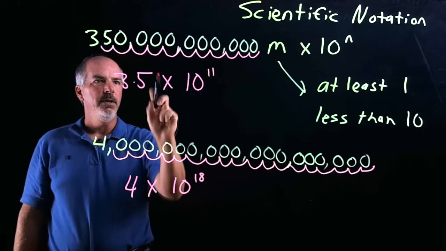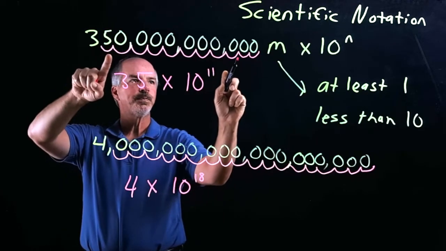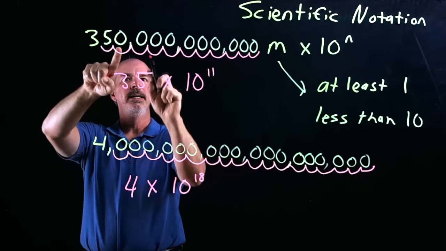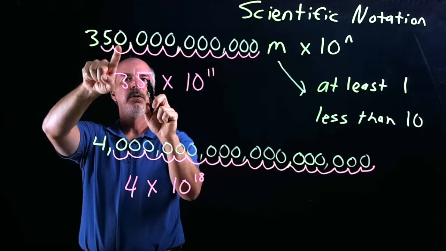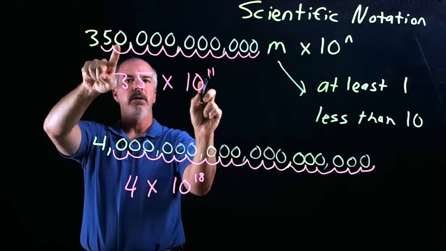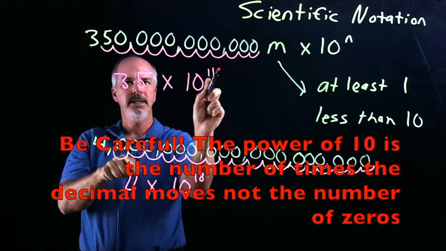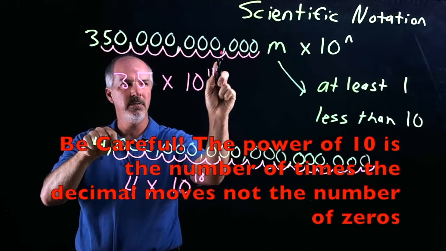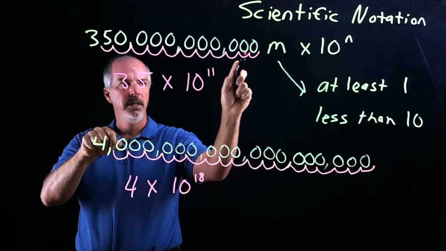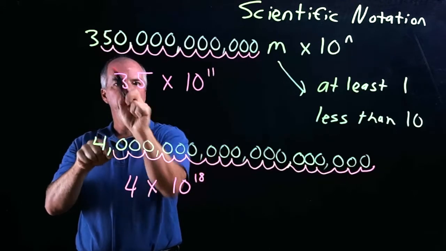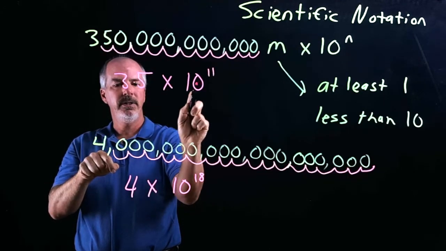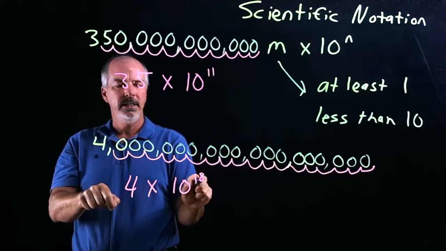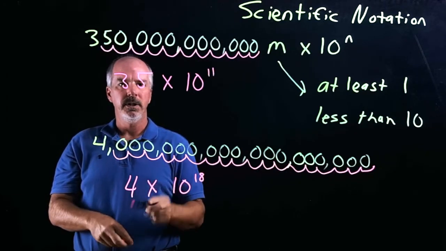Okay. Notice on this one up here, I had 10 zeros, but it's 10 to the 11th power. Common mistake is to say 10 to the 10th power. It's not the number of zeros, it's how many spaces you move, how many decimal places you move. Okay, so we moved it 11 spaces, so it's 3.5 times 10 to the 11th. Here we moved it 18, so it's 4 times 10 to the 18th power. Okay, let's look at some different ones.